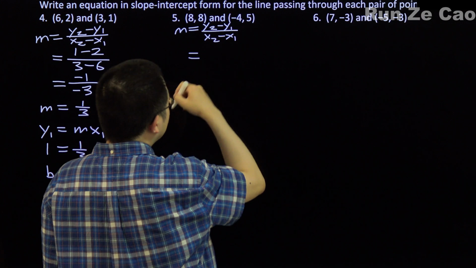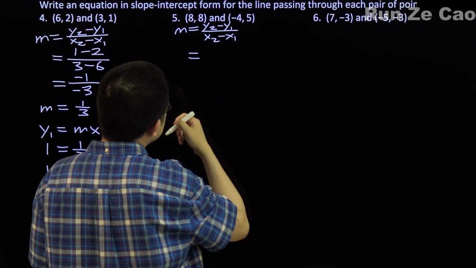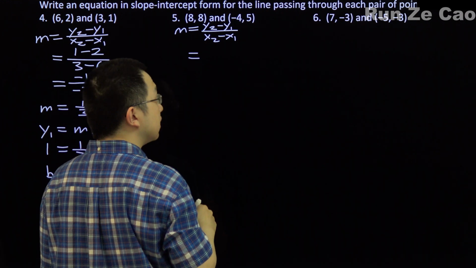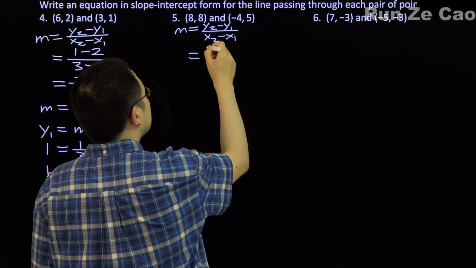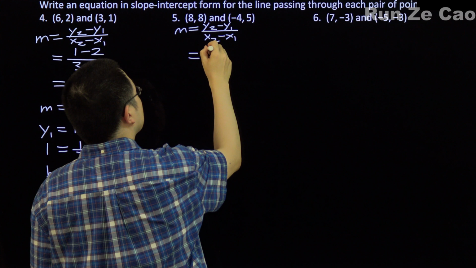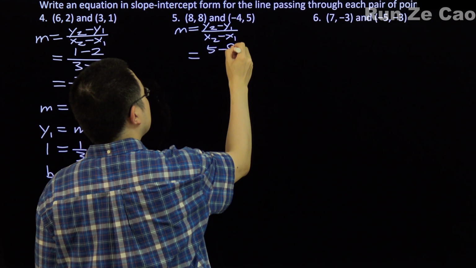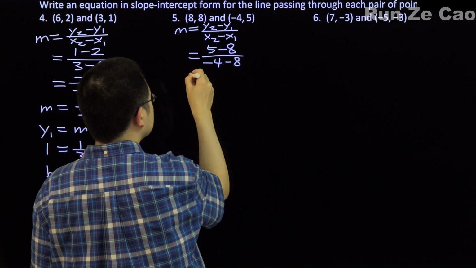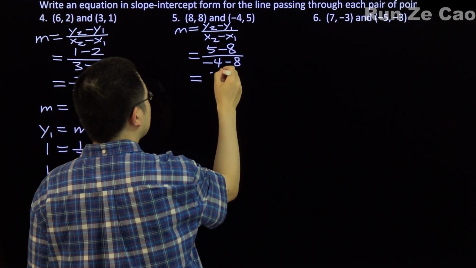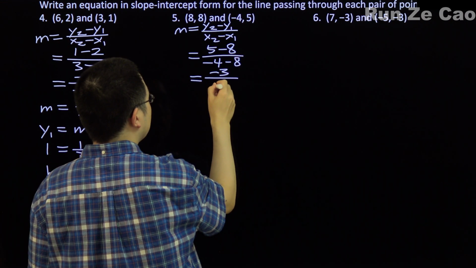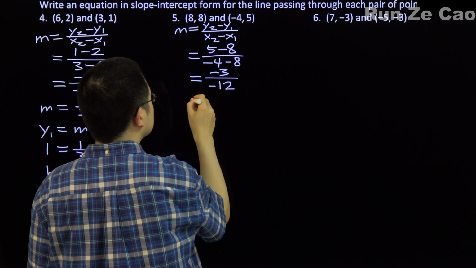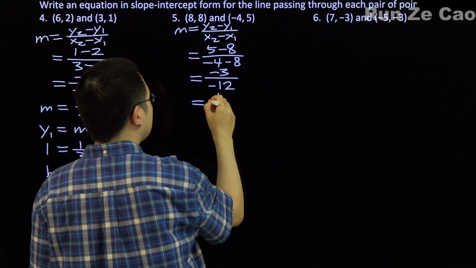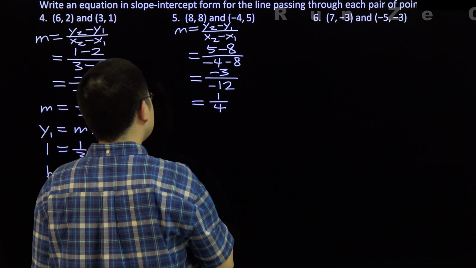Now, we could go as 5 minus 8, or we could change the order, but changing the order is usually more trouble than just canceling some negatives, if applicable. So we're going with 5 minus 8 over negative 4 minus 8. So that's negative 3 over negative 12. So that's going to be, the negatives cancel, and that's 1/4.